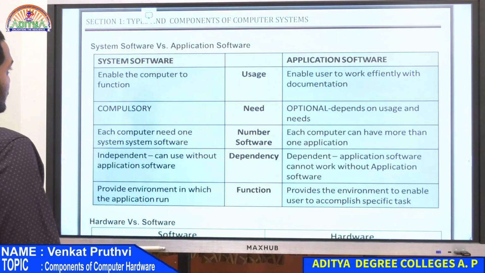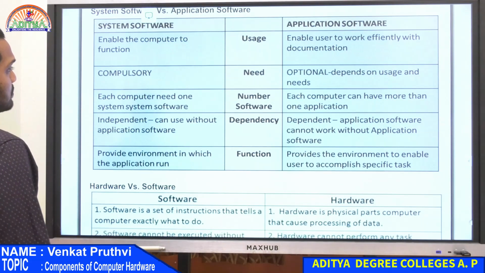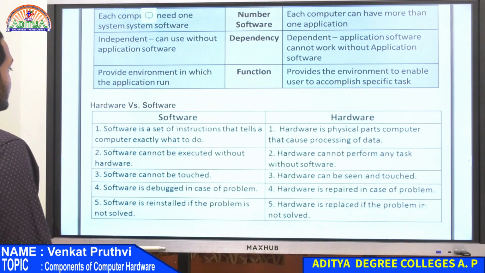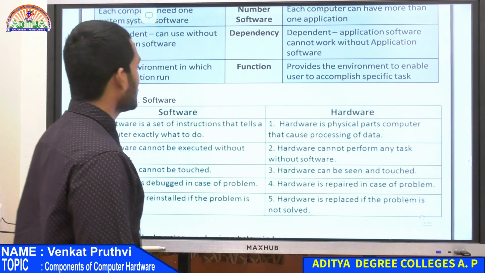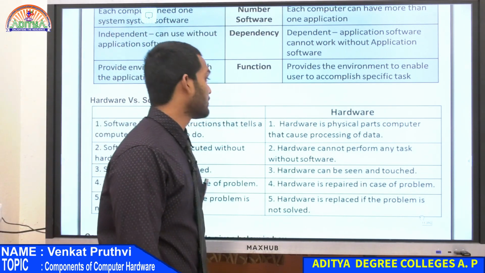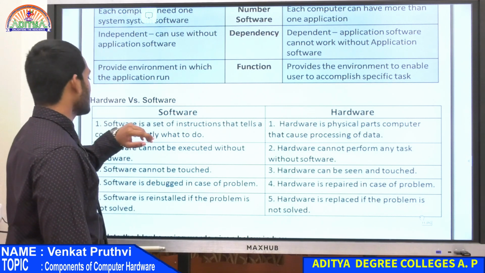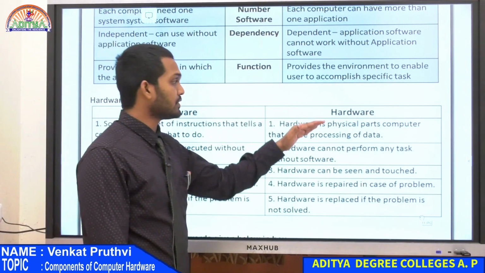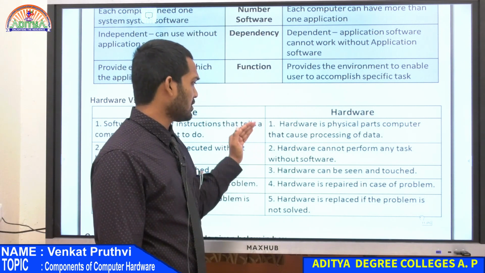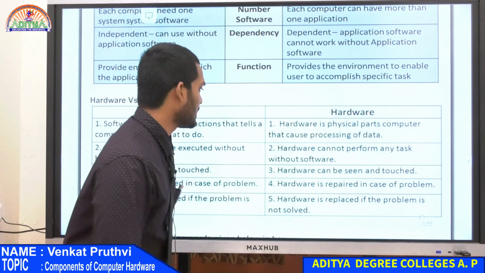And then, so first we understood what is the difference between system software and application software. Next we will try to understand the difference between hardware and software. Okay, so what do you mean by hardware and what do you mean by software? Software is a set of instructions that tells a computer exactly what to do, whereas hardware is the physical part of a computer that causes processing of data.